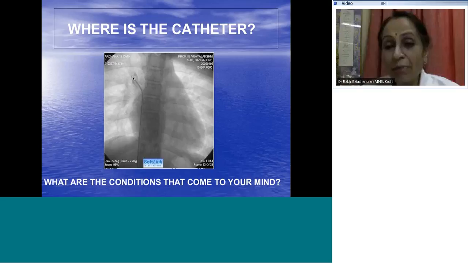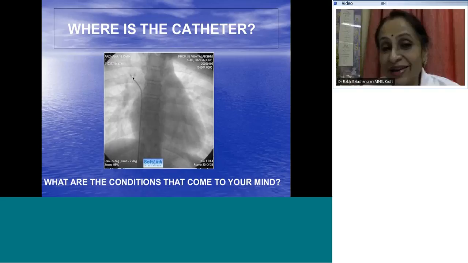So here the upper pulmonary vein is directly draining into RA. What are the conditions that come to your mind? So what is the diagnosis now?